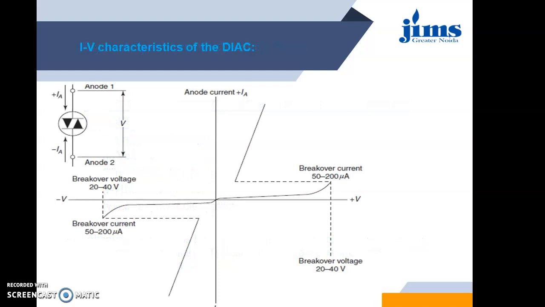This is the VI characteristic of a Diac, which is almost similar to an SCR, with the difference that it does not have a gate terminal or any control terminal to which we apply different current values and, depending on that, get different voltages. So here we have a definite breakover current, which is from 50 to 200 microampere in both forward and reverse regions.